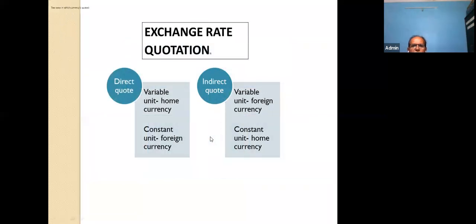Please do remember. Now we will talk about the exchange rate quotation. Direct quote and indirect quote. Direct quote is for the home currency; that is, home currency appears first and then foreign currency later. Indirect quote, vice versa: first foreign currency appears and then home currency. That is indirect quote. What comes in indirect quote? Which information appears in an indirect quote first?